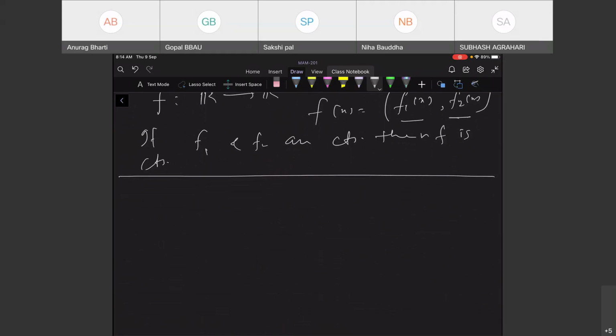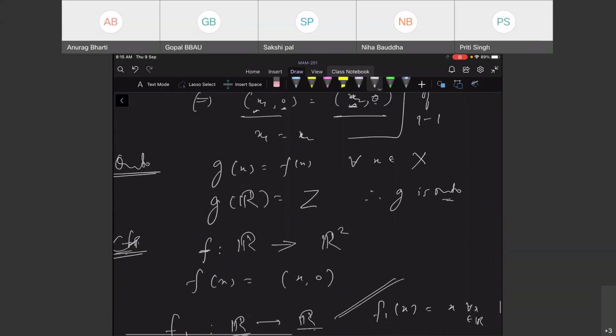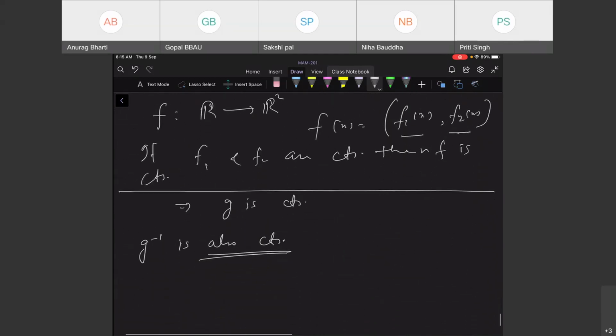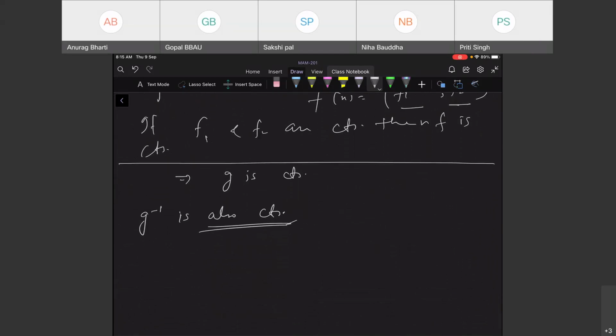So what we have now is that g is continuous, because g is nothing but f when we restrict its codomain. So this is what we get so far. Our last aim is to show that g inverse is also continuous. This is clearly true because, for showing that g inverse is continuous, what we have to show is that g is open.